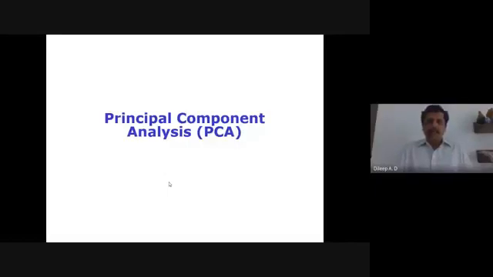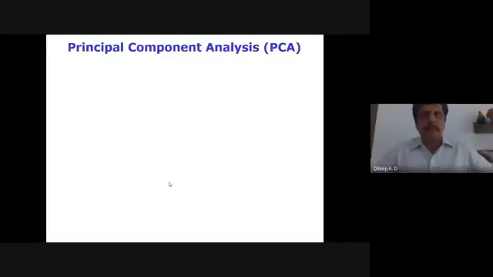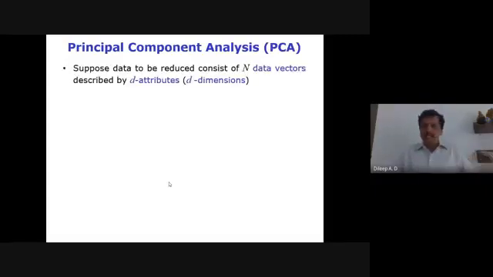Let us see what is involved in principal component analysis. I'll try to give the general concept of what we are looking for in this technique, and how exactly we do it. Suppose I now have the training data: there are n training examples, and all of them have a d-dimensional representation.